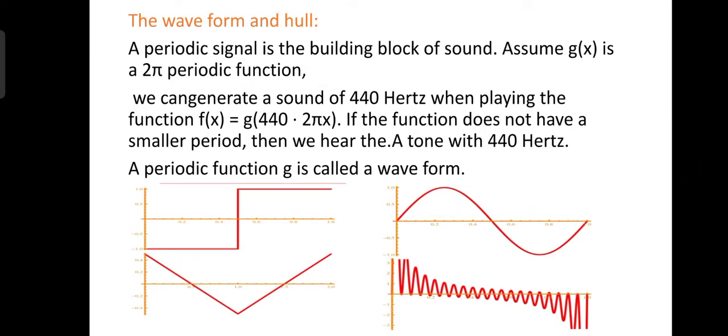Now the waveform and hull. A periodic signal is the building block of sound. Assume g of x is a 2 pi periodic function. We can generate a sound of 440 Hz when playing the function f of x equal to g of 440 times 2 pi x. If the function does not have a smaller period, then we hear the tone with 440 Hz. A periodic function g is called a wave function. Here we have graphs. Observe that it is about the hull and wave.